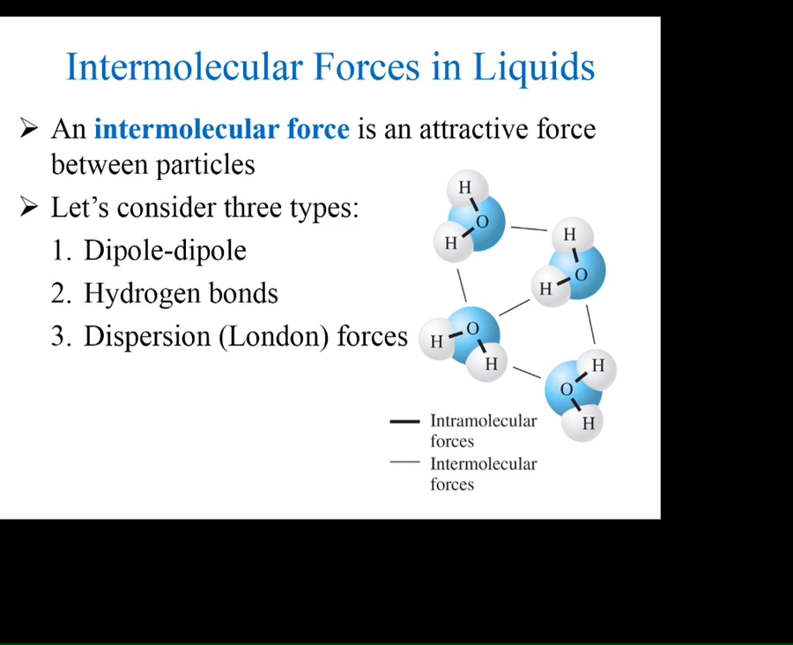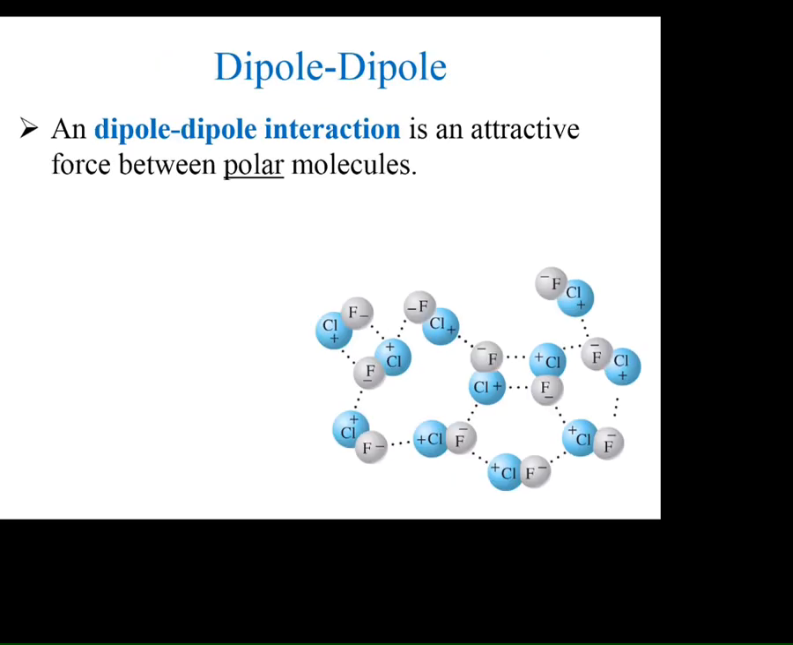Okay, so let me go through each of these with you. Let's go through dipole-dipole, hydrogen bonding, and dispersion, and explain them. I just talked about dipoles, remember? I said if a molecule is polar, it has a dipole. One side becomes a little negative, one side becomes a little positive. So dipole-dipole forces happen between polar molecules, because polar molecules are the ones that have dipoles.